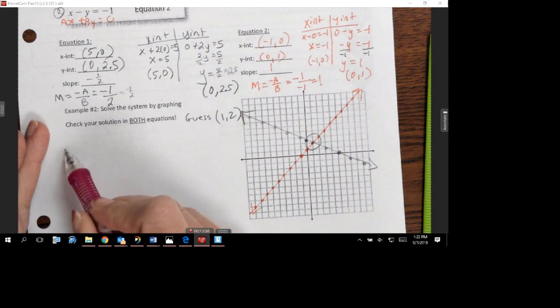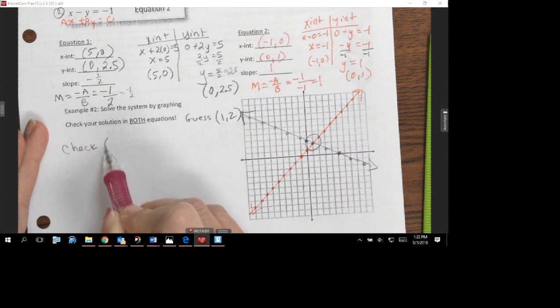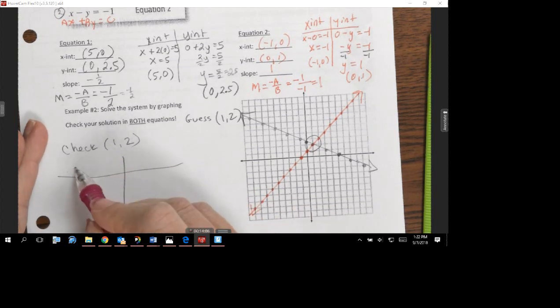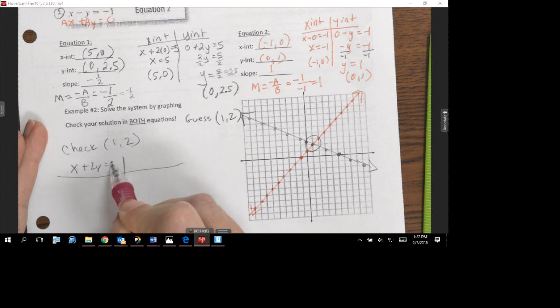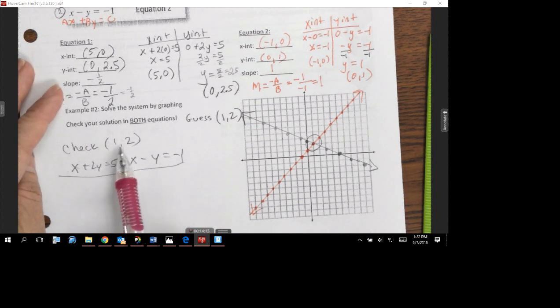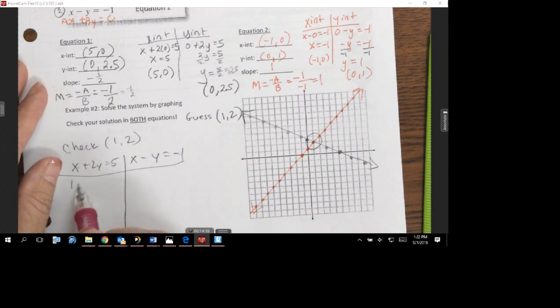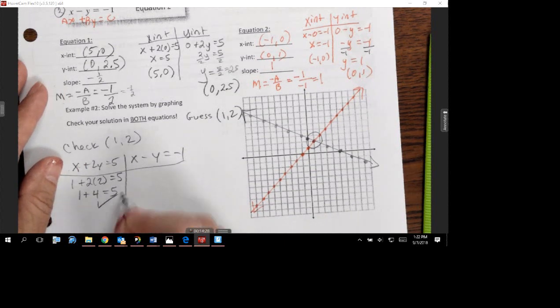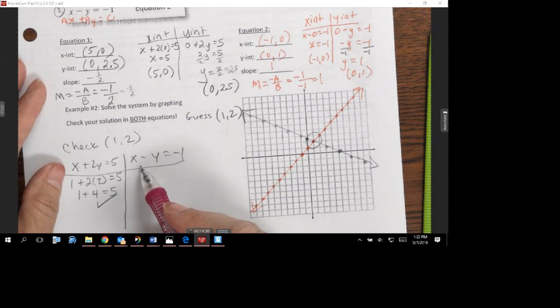So I'm going to check 1, 2, and I'm going to check it in both equations. So I'll make a chart. Here's my first equation, x plus 2y equals 5. My second equation, x minus y equals negative 1. And you have to plug both 1 and 2 in. So 1 plus 2 times 2 has to equal 5. So 1 plus 4 equals 5. Is that true? Check.